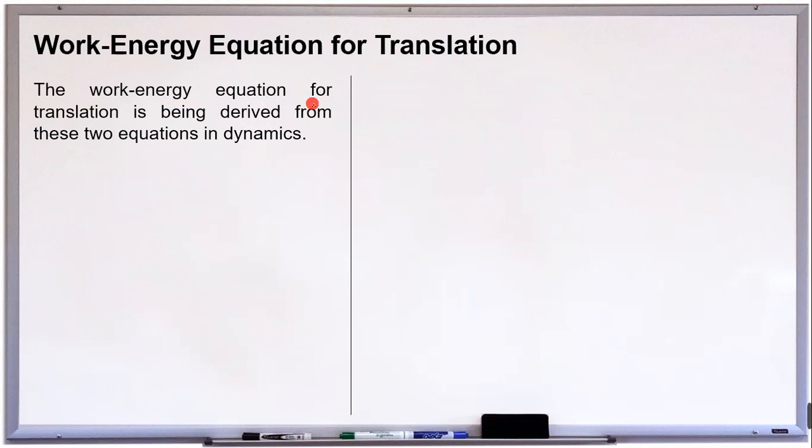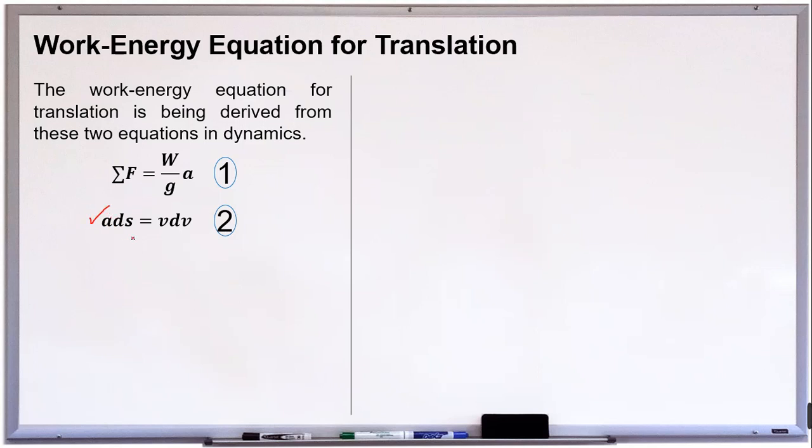The work energy equation for translation is derived from two equations in dynamics. The first one is Newton's law of motion: the summation of forces, or the resultant force, will result in an acceleration of the object. Weight over g here is the mass of the object. So this is our first equation to be considered.